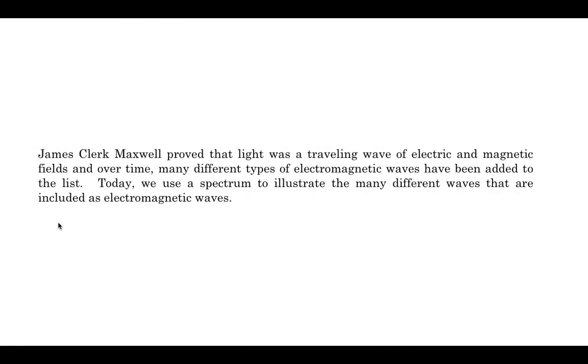So here we kind of learned that James Clerk Maxwell, he was the one that proved that light was a traveling wave of electric and magnetic fields over time. Many different types of electromagnetic waves have been added to the list. So we use the electromagnetic spectrum to kind of indicate, oh, all of these things are the same, they just have different energies associated with them.